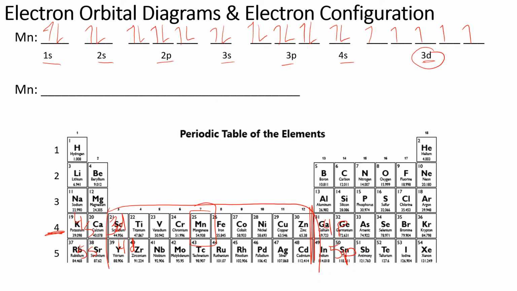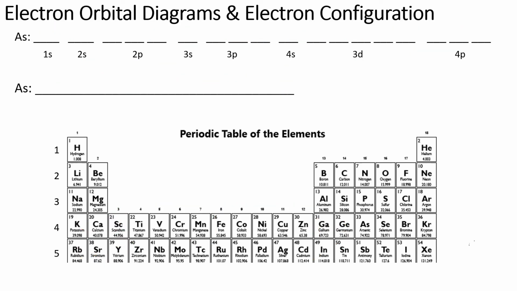If we were to translate this into our electron configuration, we'd have 1s2, 2s2, 2p6, 3s2, 3p6, 4s2, 3d5. That is manganese. So they start to get a little longer when we get more electrons. But like I said earlier, we won't go beyond number 57, because it gets weird after that. Okay, let's check out one more.